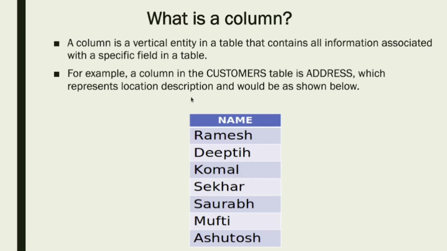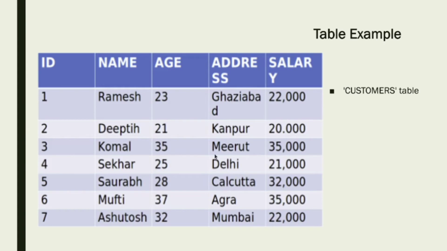A column is a vertical entity in a table that contains all information associated with a specific field, like this. Okay, so this is one column, this is another column. Okay, these are the columns.